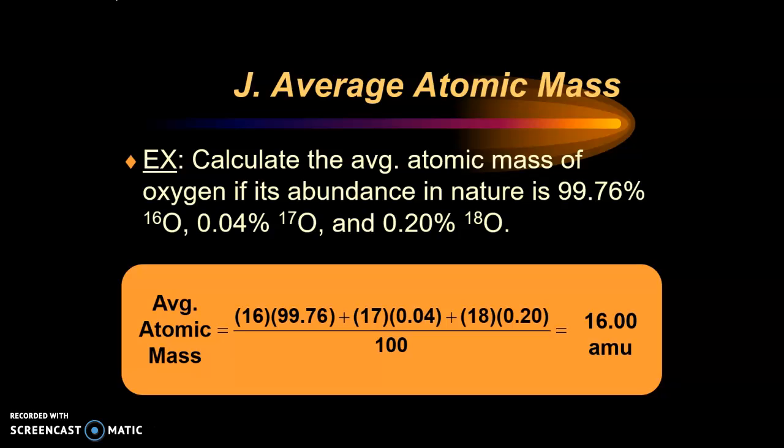Go to your periodic table, find oxygen, it'll be in the second row, and now find the average atomic mass. If you find 16.00 on the periodic table, then you've done something correct, because remember, the average atomic mass is what you find on the periodic table. It's the average of all of the isotopes that are found in nature. That's where we get that number from.